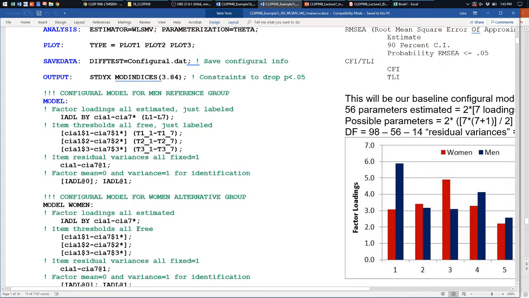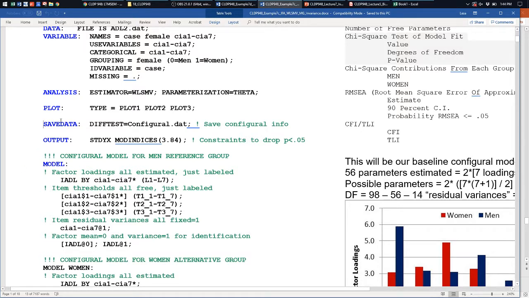In this example, we're looking at activities of daily living, 7 items, each with 4 response options, across men as the reference group and women as the alternative group. The configural model lets everything be different between men and women, except for the structural parameters that we're needing to identify so that we have a scale. So mean 0, variance 1 for the latent trait in each group. They're not sharing a scale yet. They're completely on different scales. Likewise, residual variances are fixed to 1 in both groups. Each group gets its own set of factor loadings, 1 per item, and its own set of thresholds, 3 per item.